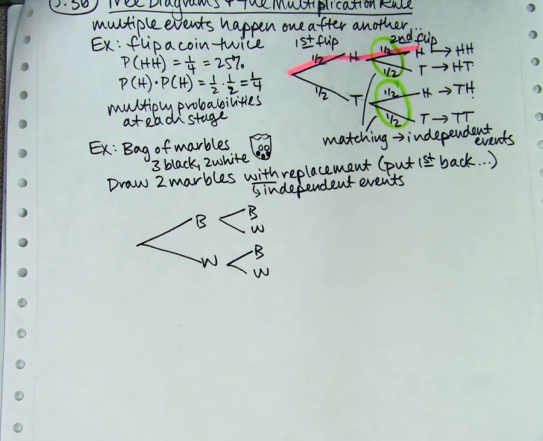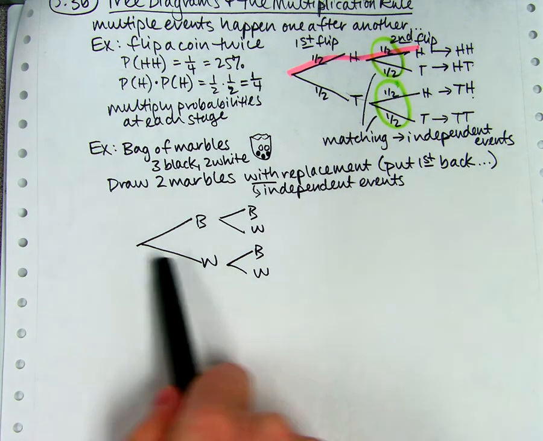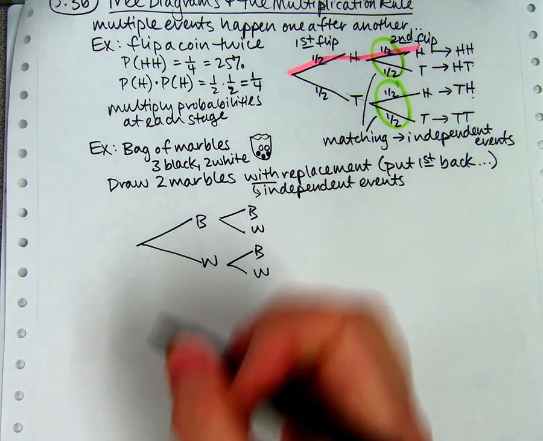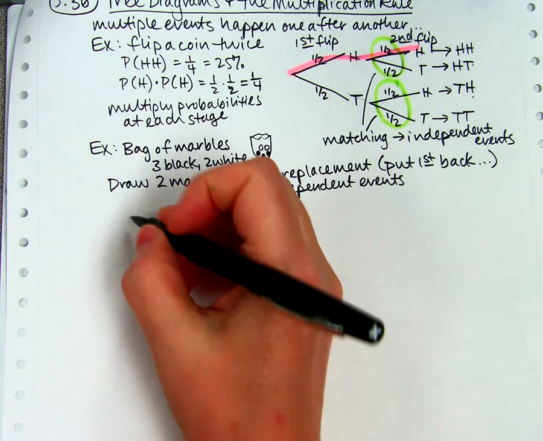Again, I could do more. I could have had 3 different colors in there, or I could do 3 different draws or something. This could get bigger. We're starting simple because I don't want to overwhelm you at the beginning. But let's put the probabilities on here.